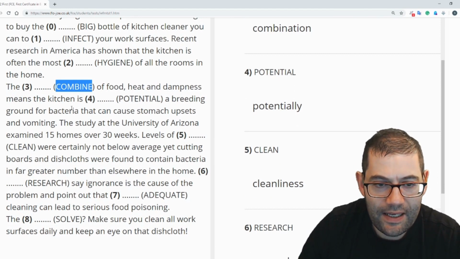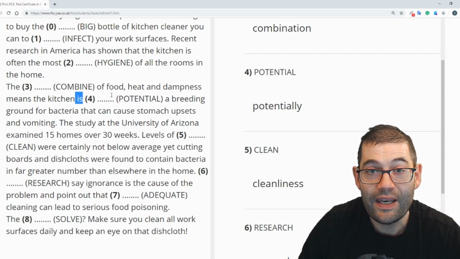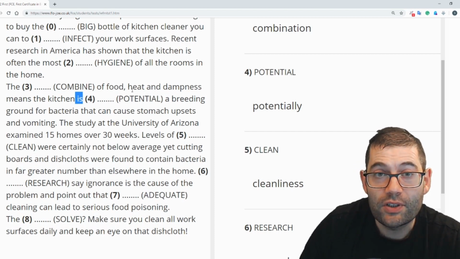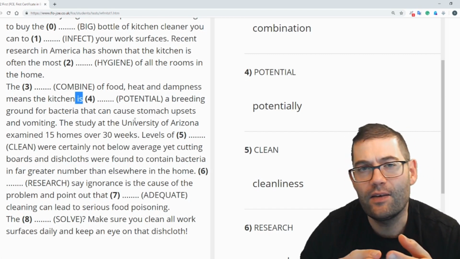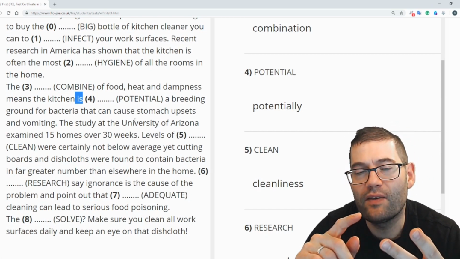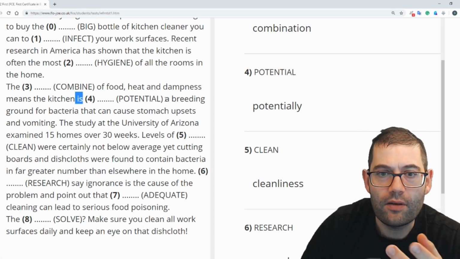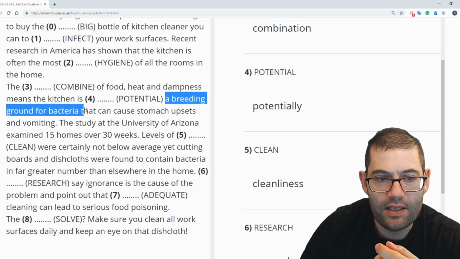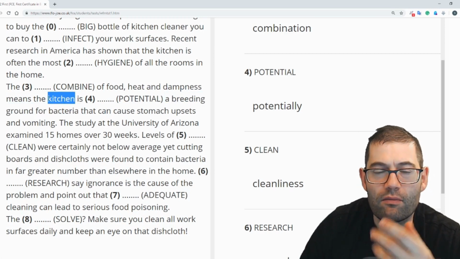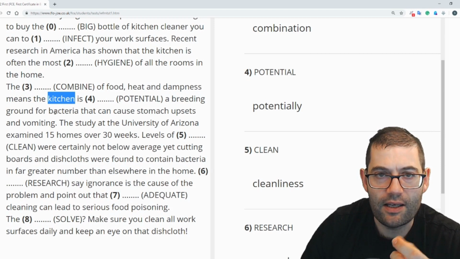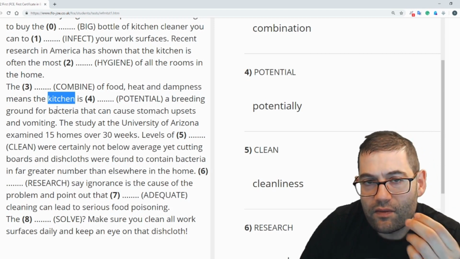What do we need here? What we need here is an adverb. And we need that adverb to modify what? Adverbs modify two different things. Adverbs modify verbs, or adverbs modify adjectives. And here there are no adjectives, because what follows is a breeding ground for bacteria, and then we've got kitchen as well. Now, we can't modify any of these nouns, because as I said, adverbs modify adjectives and verbs.